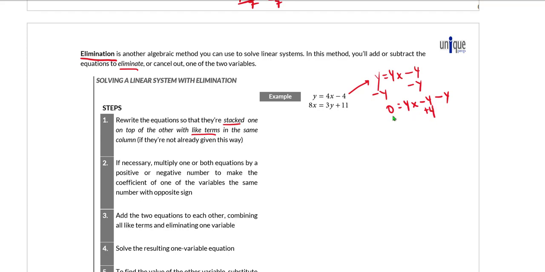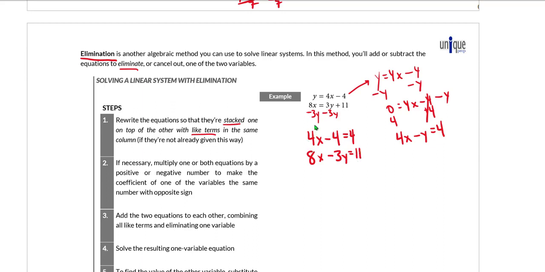Those 4's and y's look very similar. That's a little dangerous. So what do we have now? Flipping this around, we have 4x minus y equals 4. So that's the first equation in standard form. The second equation is much easier. We just do minus 3y from both sides. So now we have 4x minus y equals 4, and we have 8x minus 3y equals 11.